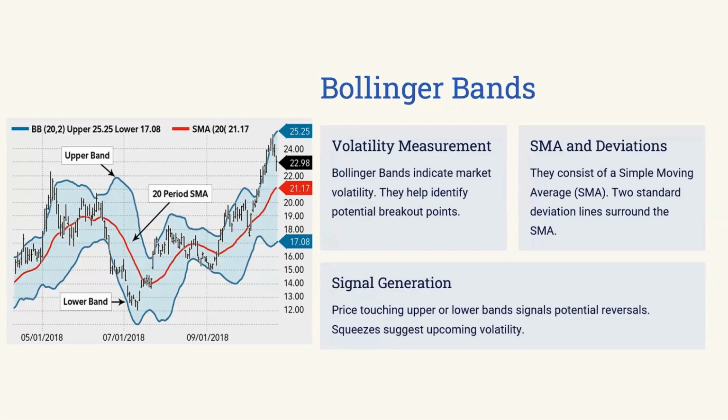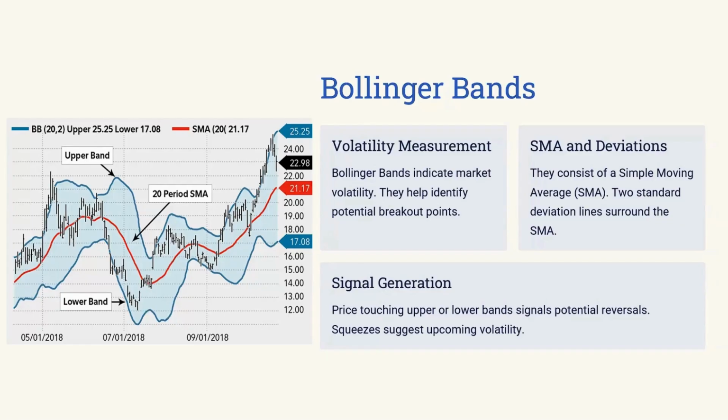Second is the SMA and deviations. The middle band is typically a 20-period simple moving average of the closing price. The SMA acts as the central point or a baseline for the price. Two standard deviation lines surround the SMA, which are shown in the pictures. Which ones are the blue ones? The red line is the 20-period SMA.